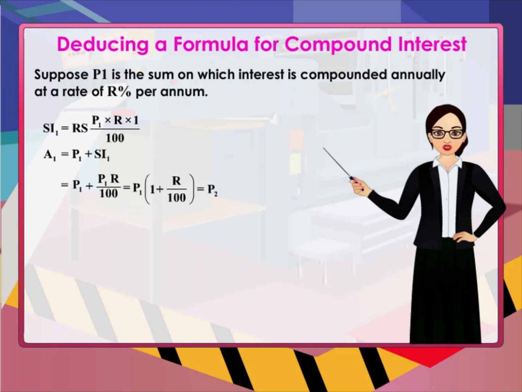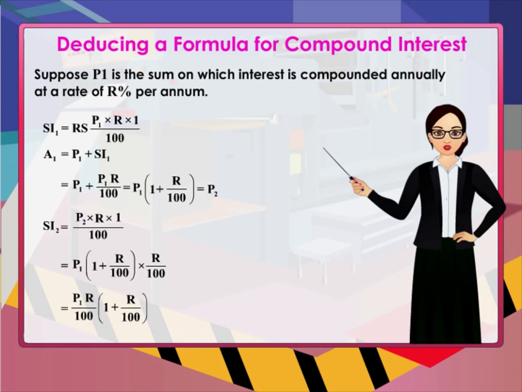Again, calculate simple interest for P2. SI2 is equal to P2 into R into 1 divided by 100. Substitute the value of P2 here, so it becomes P1 into 1 plus R by 100 into R by 100. This we can write as P1 R by 100 into 1 plus R by 100.